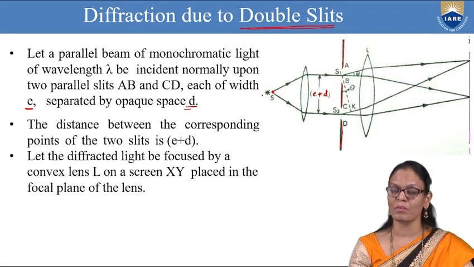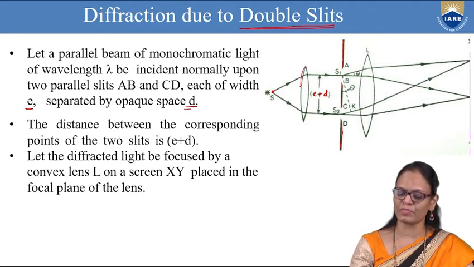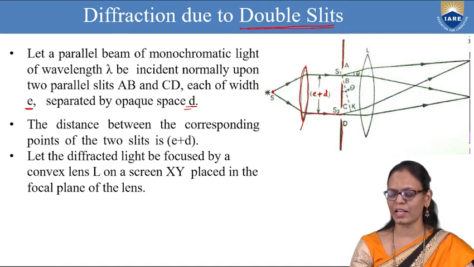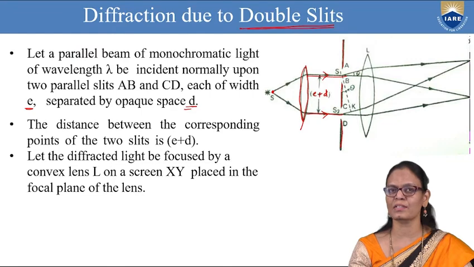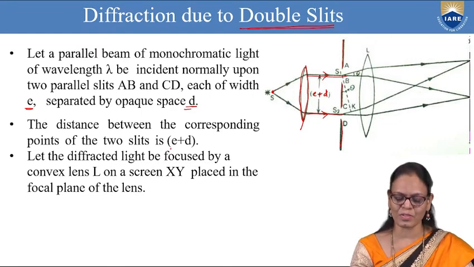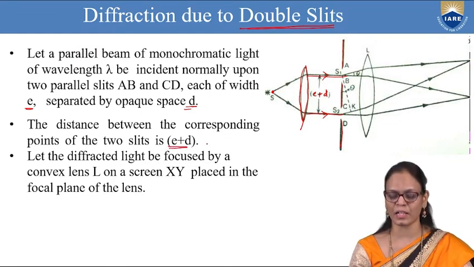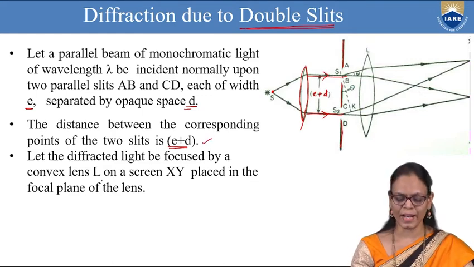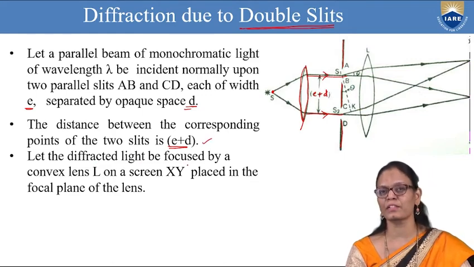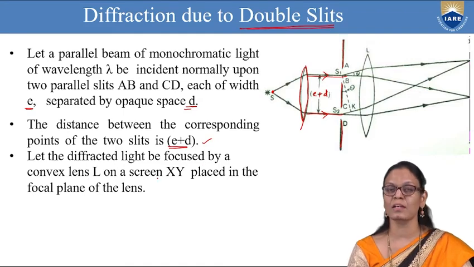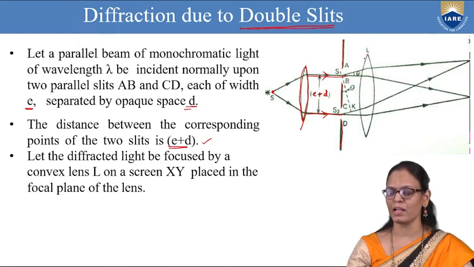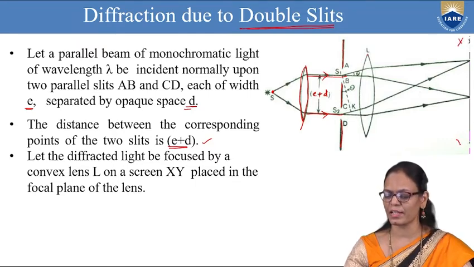This is the source, monochromatic light. With the help of this lens, we are allowing the light to fall onto the slit. The width of the slits is given by E plus D. Each is of width E and they are separated by a distance D. So we are considering the distance between two corresponding points on the slits, which is E plus D. Now let the diffracted light be focused by a convex lens L on the screen XY. So we are taking a lens L and focusing it onto the screen XY.